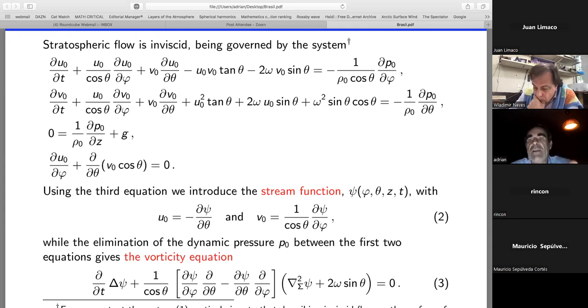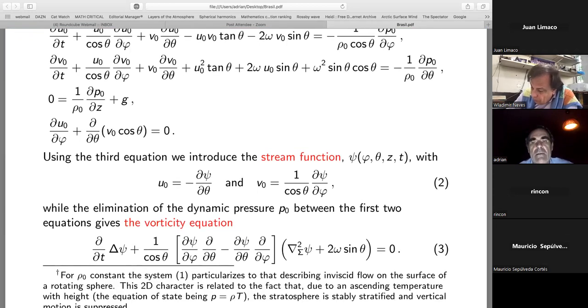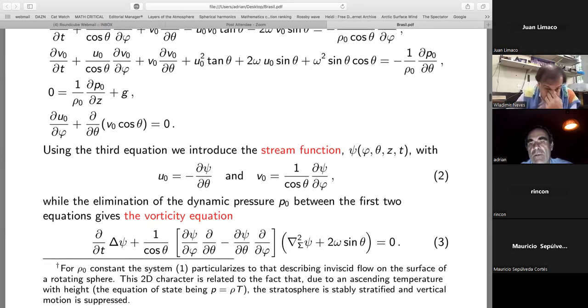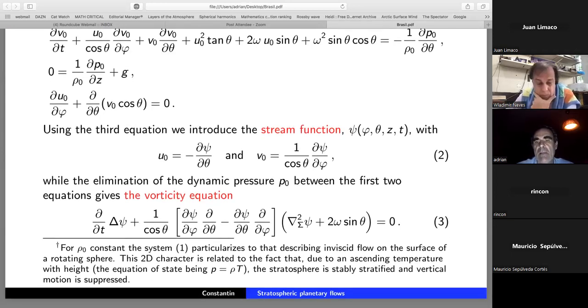And the advantage is that instead of having u0 and v0, now I have one function. So I don't have so many unknowns. There is a structural thing that I can use to simplify. And then I can write, eliminating the pressure between the first two, the vorticity equation that looks like this. This is the Laplace operator here, this gradient square.